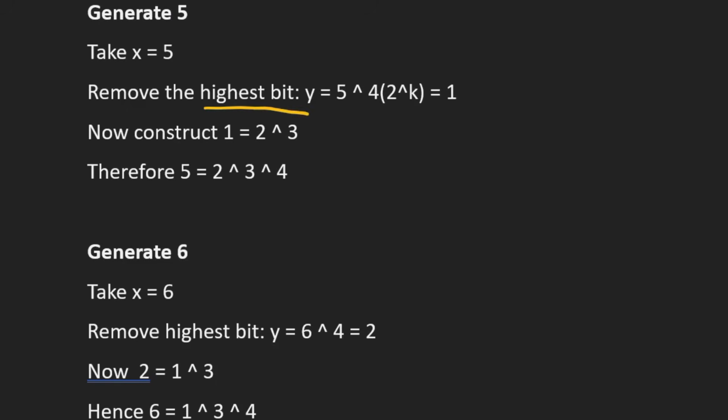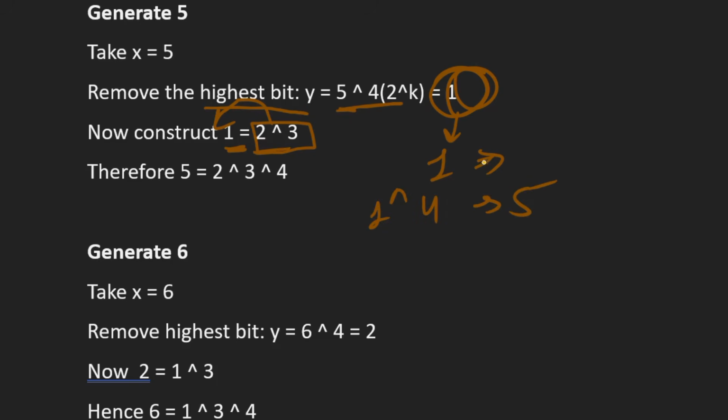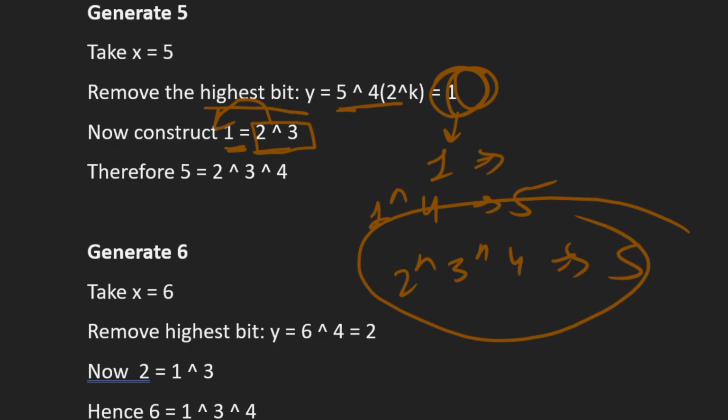So first thing, we'll remove the highest bit from 5. So we'll do XOR with 5 XOR 4. When we do 5 XOR 4, we'll get 1, so now what is our goal? Our goal is to make 1 using 2 numbers from the array. So if we use 2 and 3 and take their XOR, then we get value 1, right? And then 1 XOR 4 will give us 5. So the triplet is 2 XOR 3 XOR 4, it will give us 5. So we can see we are getting 5.